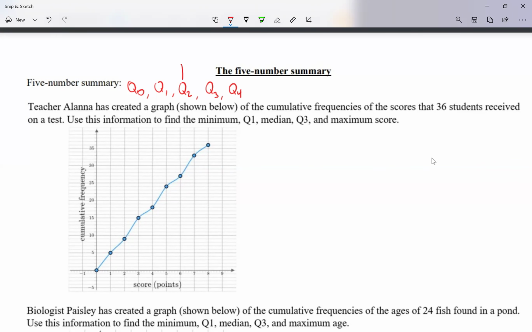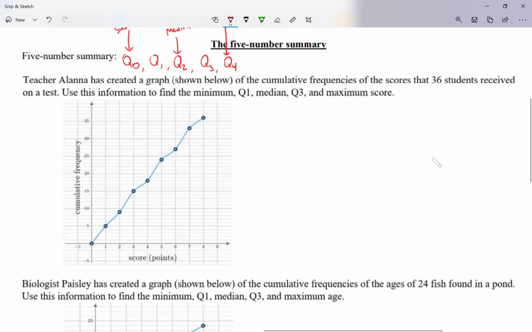Quartile 2, another name for quartile 2 is the median, right? Quartile 0 is the smallest. Quartile 4, that's the largest. Now, quartile 1 is a number in between the smallest and the median, right? It's the one in between quartile 0 and quartile 2. Quartile 3, notice, is in between the median and the largest. So we're going to work on those.